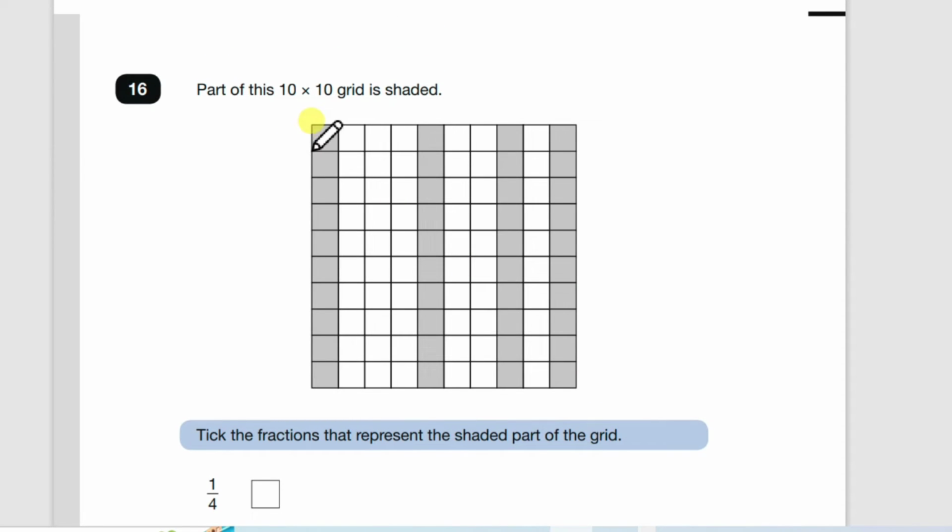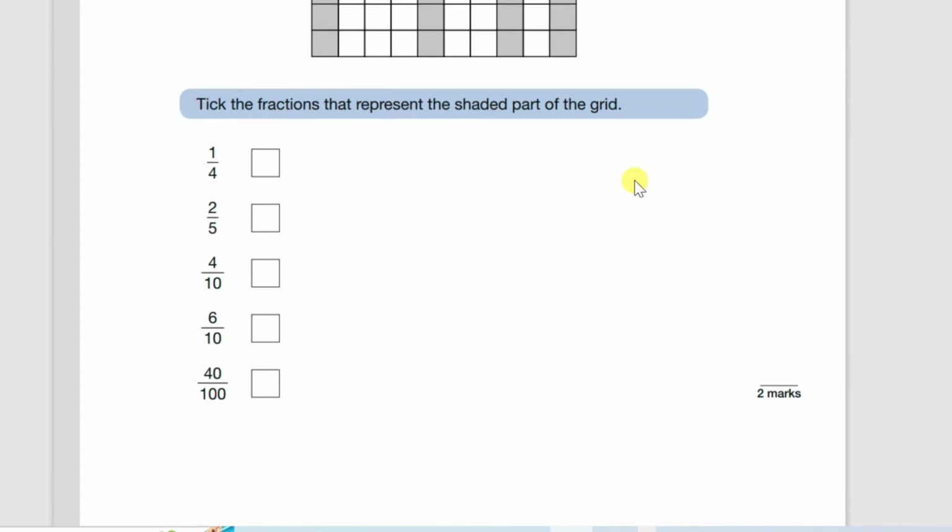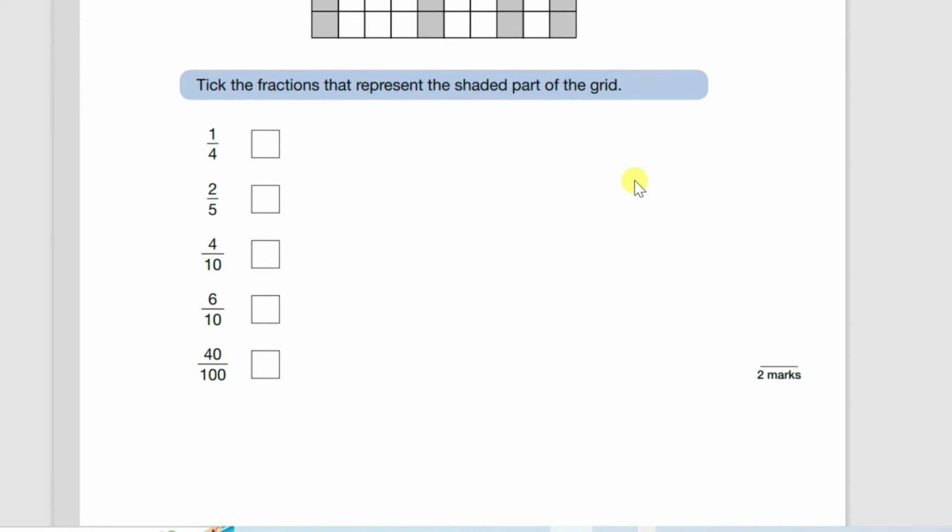So if you think about it, let's just ignore everything. What I usually do, just look at the very first row, because everything's the same. We got 1, 2, 3, 4 out of 10 shaded. So this is basically all 4/10. So something equivalent to 4/10. Take the fractions represented by the shaded grid. Yep, 4/10 is one of them.